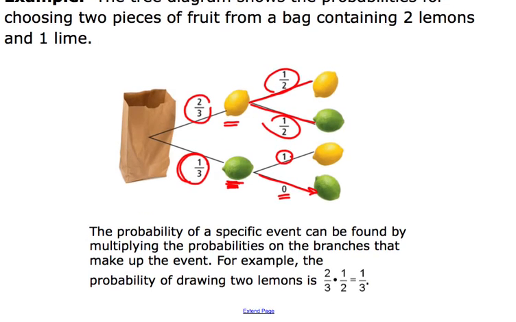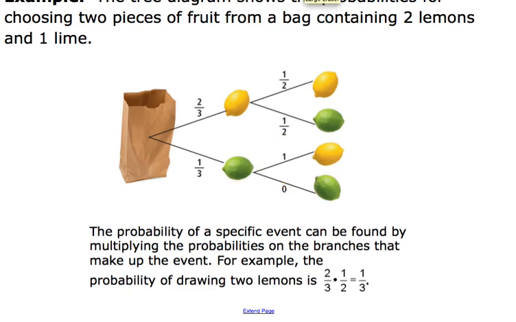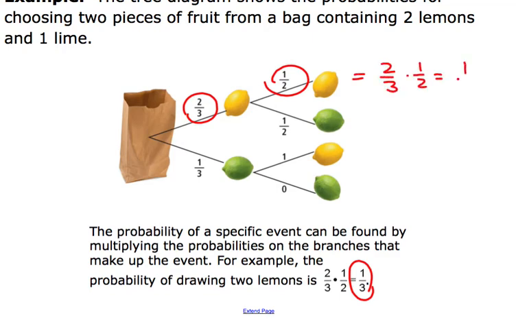So the question here is, what happens if you try to draw out 2 lemons? So how we figure this out is we read the tree. We want 2 lemons. So we're going to multiply 2/3 and 1/2 together. So we get a probability of 1/3. 2/3 times 1/2 will give us a 1 in 3 chance of getting a lemon and another lemon.